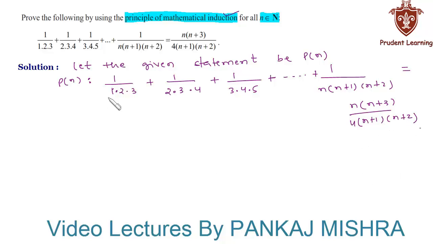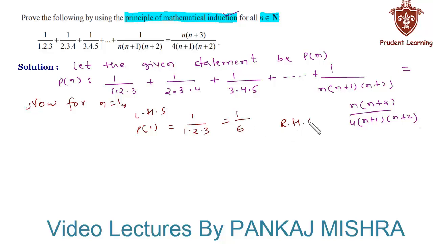In our first step, we will try to verify whether the given equation holds true or not for n equal to 1. Now, for n equal to 1, on the left hand side we have P1 equal to 1 upon 1 into 2 into 3. This is equal to 1 upon 6.